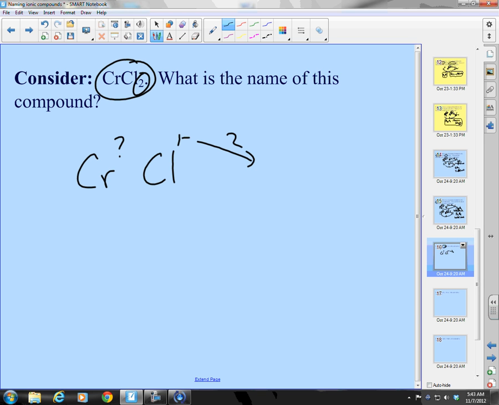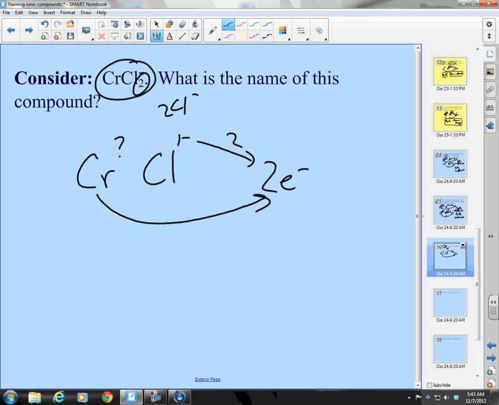If I have 2 Cl's, how many electrons are needed to have 2 Cl minuses? Well, I need 2 electrons. Well, where do those electrons come from? Both those electrons have to come from where? My chromium.